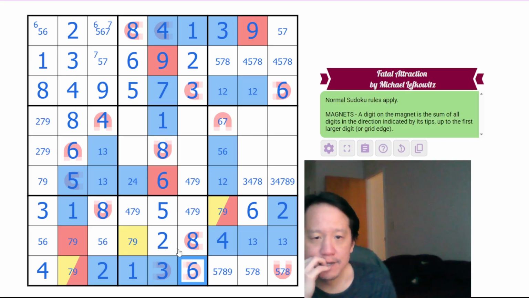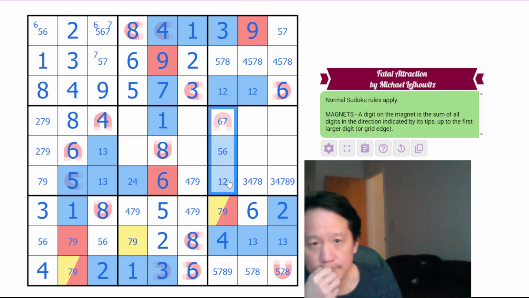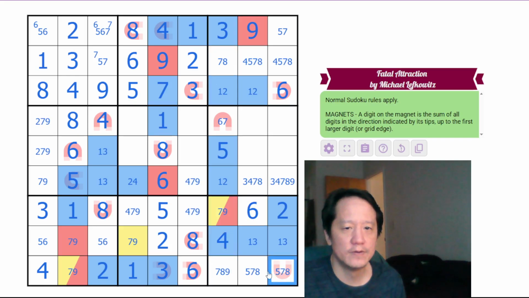Okay. And now we have this magnet. Oh, 6 eliminates 6 here. So this is 5, which eliminates 5 in the rest of the column. Does that help?